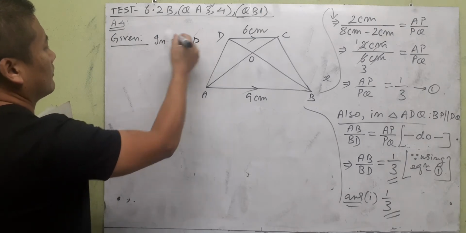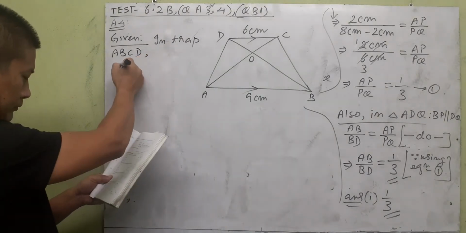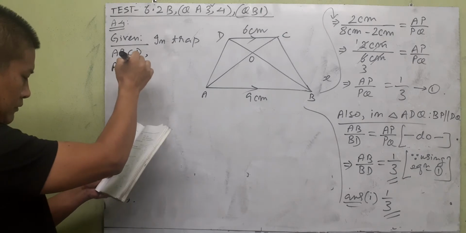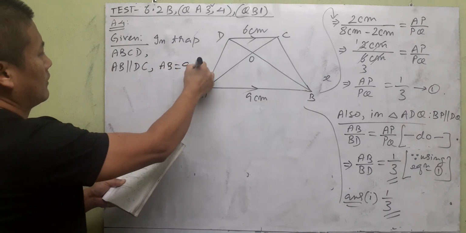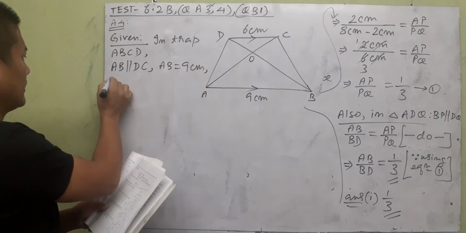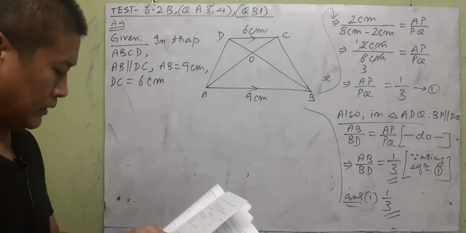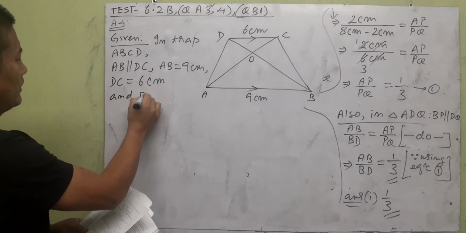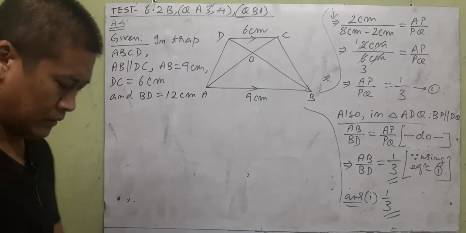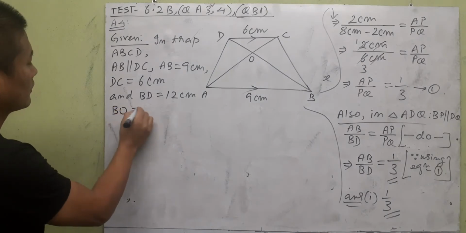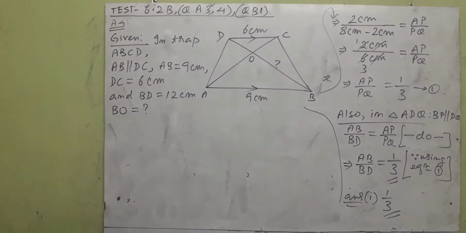So given, in trapezium ABCD, AB is parallel to DC, then AB is equal to 9 cm and DC is equal to 6 cm, and then finally BD is equal to 12 cm, and we have to find BO. So BO is the question mark, this portion here, BO.